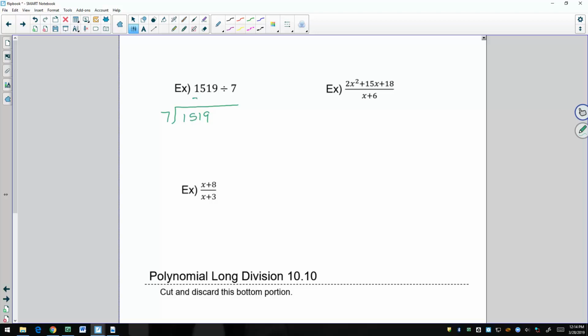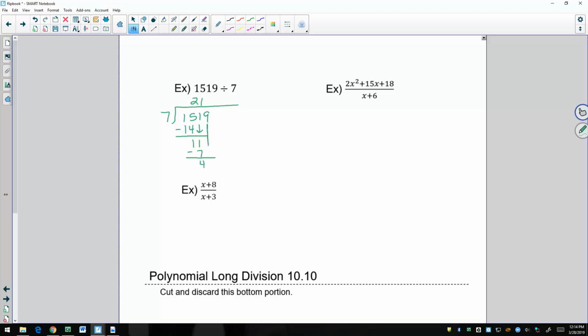So I'm going to put the 2 above the 5 since I'm putting that into the first two numbers. 7 goes into 15 twice. 2 times 7 is 14, so that goes underneath 15. Then you subtract those two numbers. 15 minus 14 is 1. Then you bring down the very next number, which is another 1. 7 goes into 11 one time. 7 times 1 is 7. Then you subtract: 11 minus 7 is 4.